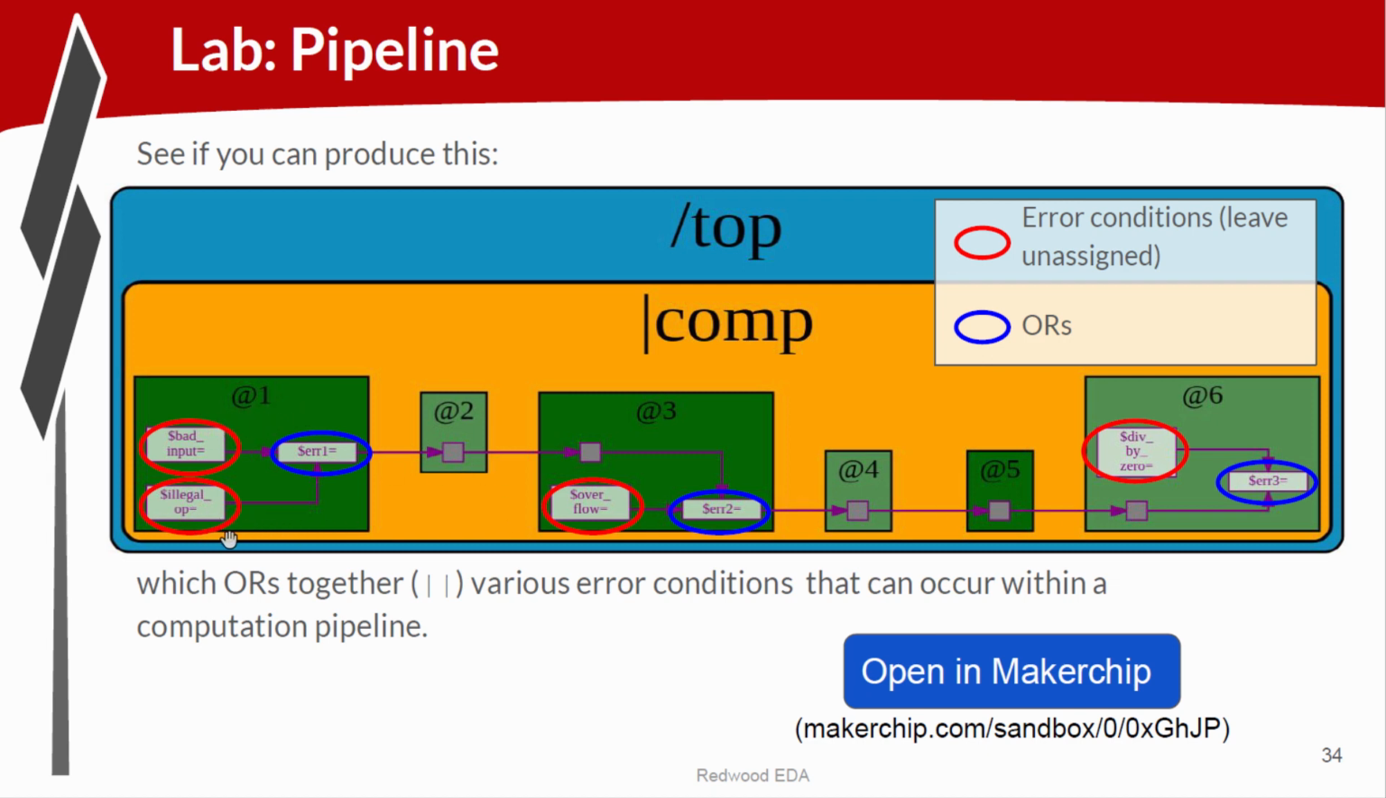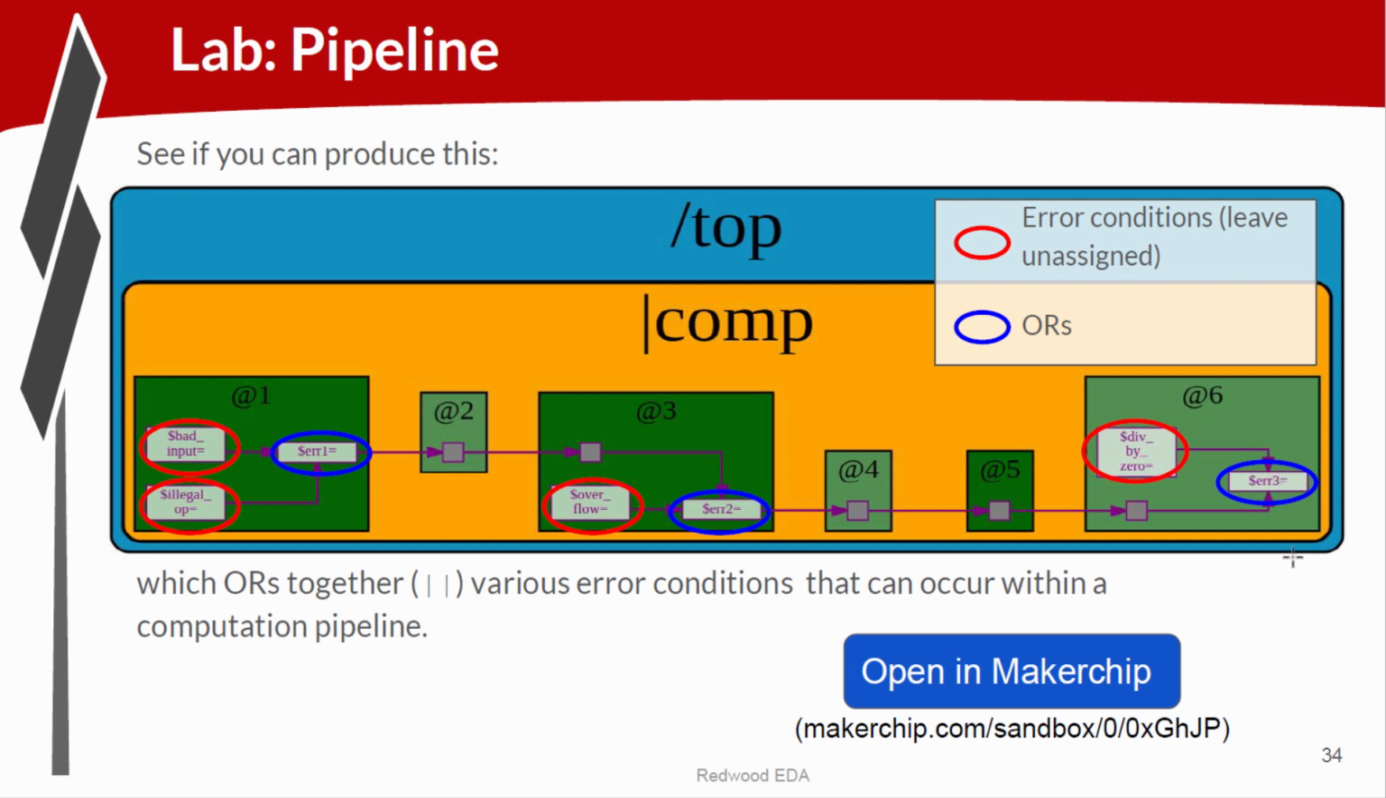So the conditions that we have here are you've got bad input or an illegal operation that you're trying to perform. In stage 3, there might be an overflow condition. And in stage 6, you might detect a divide by 0 in the computation that you're performing. So these conditions are made up. It's not for any particular computation. But the circuit that you're looking at is simply taking these 4 different error conditions in this pipeline and aggregating them to result in a single error indication. And that error indication would be in stage 6 here, error 3.